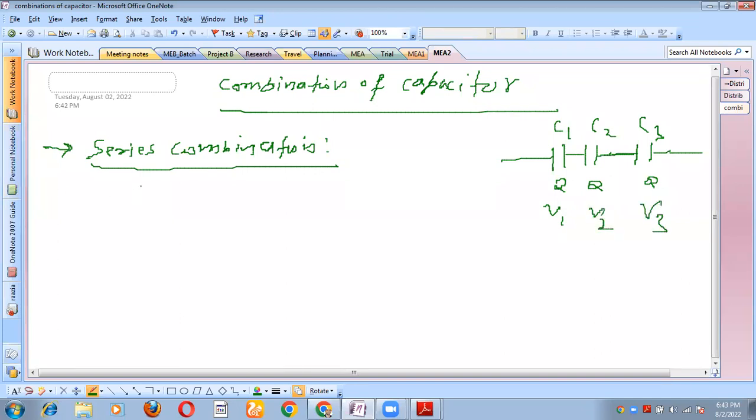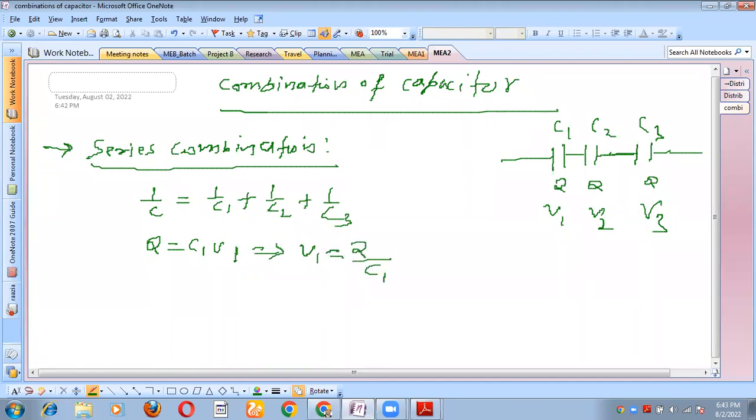The equivalent capacitance is given by 1 by C equals 1 by C1 plus 1 by C2 plus 1 by C3. If the charge on each capacitor is Q, you can write Q is equal to C1 V1. From there you can calculate the potential of the first capacitor as Q by C1. Similarly, we can calculate the potential of the second capacitor, Q by C2, if we know the charge, and V3 will be Q by C3. So the charge on each plate is the same.